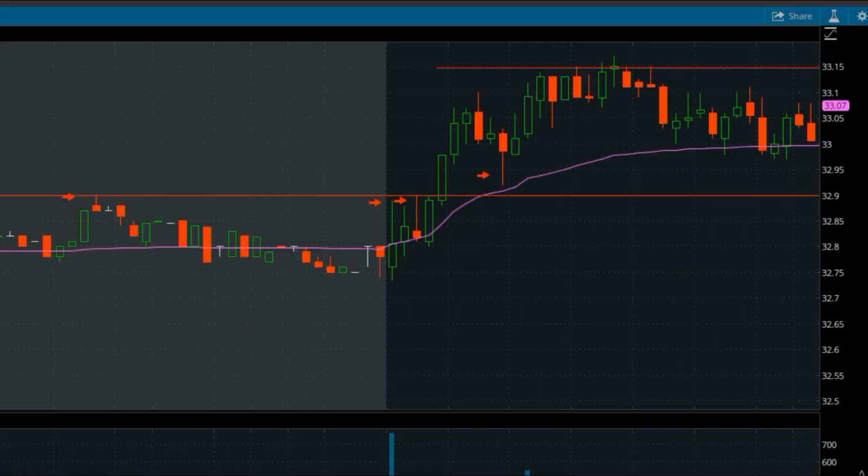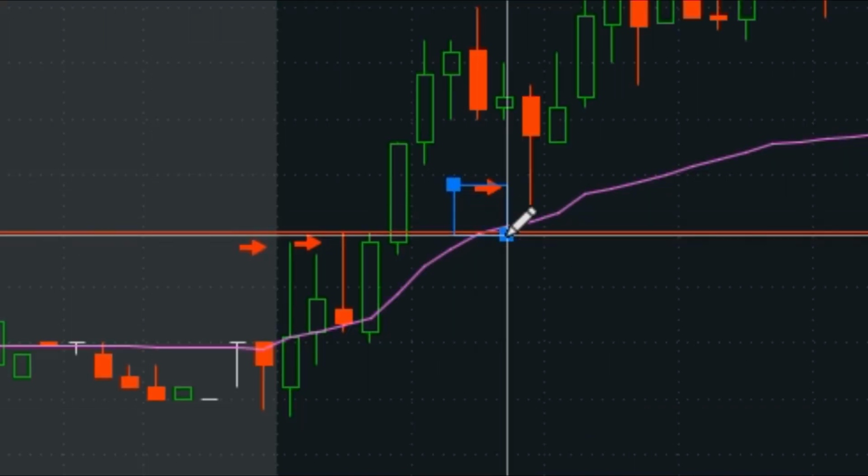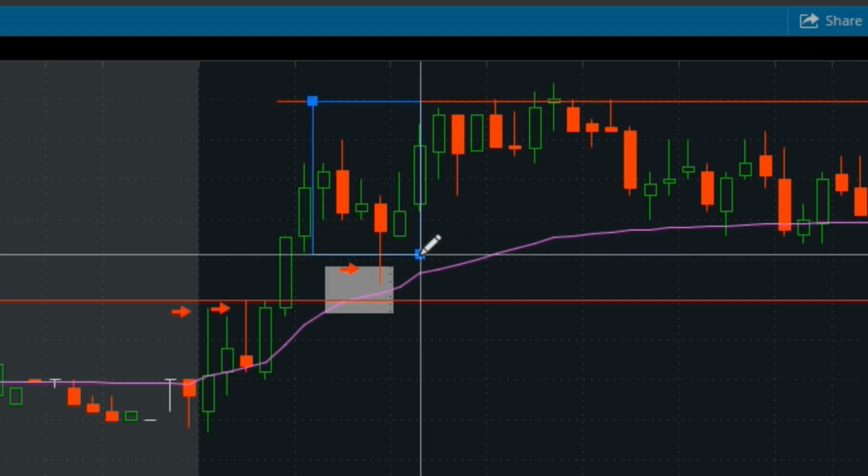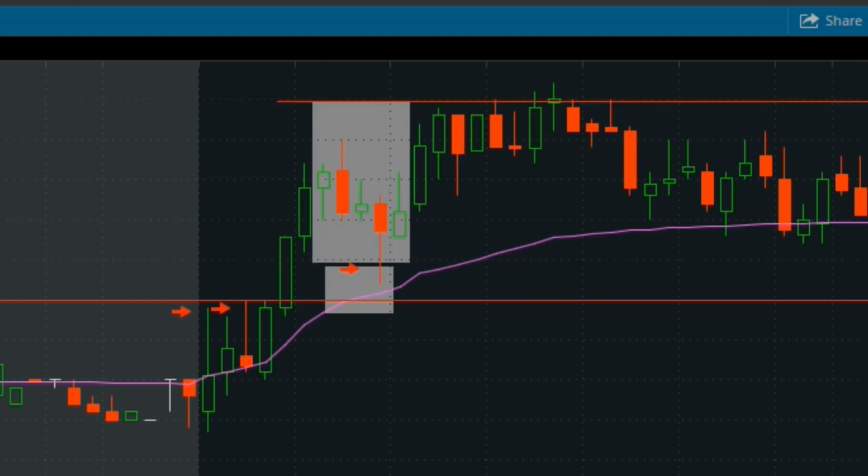Since our entry level is right around 32.94 and our reward target is all the way up at the previous high of the day at 33.15, that gives us around a 21-cent reward target. And if you go back and remember that our risk is only around 6 cents, but our reward target is around 21 cents, that gives us around a 3.5 to 1 reward to risk ratio.